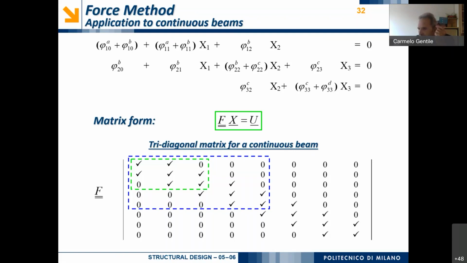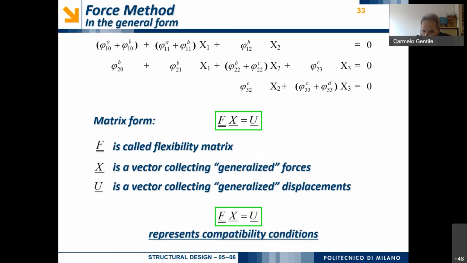If we have an initial system which is different from a continuous beam, of course, we will have a matrix of flexibility coefficients that will not be a full matrix. It will still contain a large number of zeros, as you can see in this general form, but the matrix will no longer be a three-diagonal matrix.